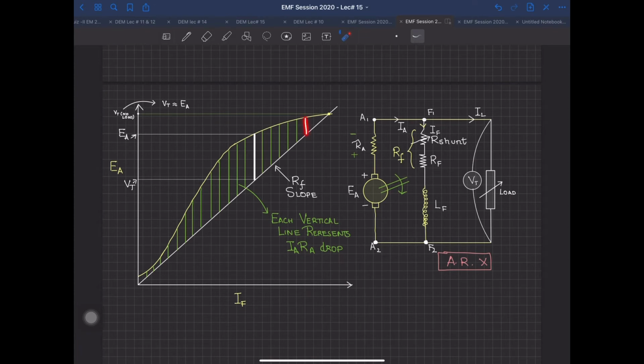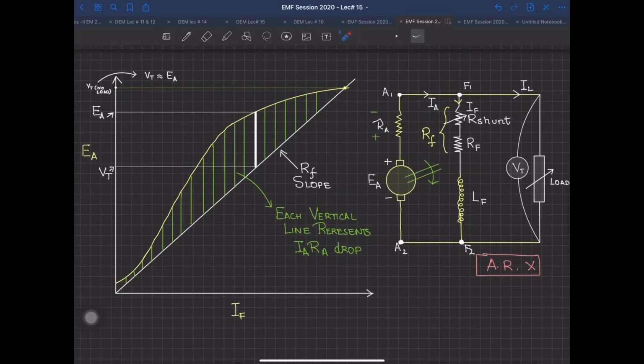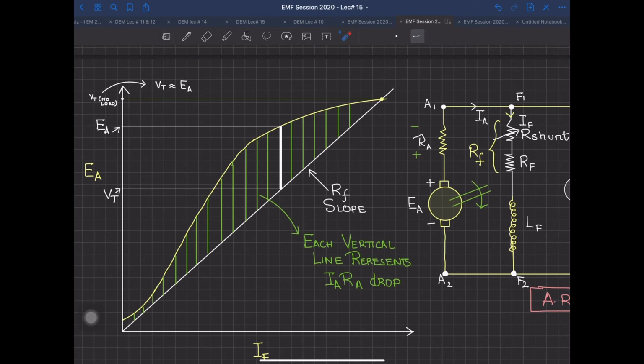What I have done is make these vertical lines, parallel to my y-axis, in such a way that they correspond to some value of IARA. If you know your current IA, you can calculate IA multiplied by RA, and according to your graphical scale, wherever it fits in, that is going to tell you what your practical EA at load is and what your VT at load is.